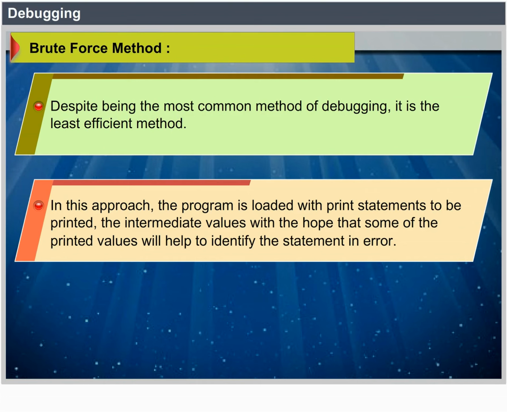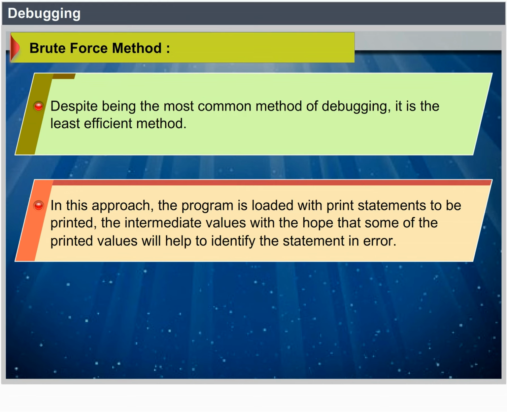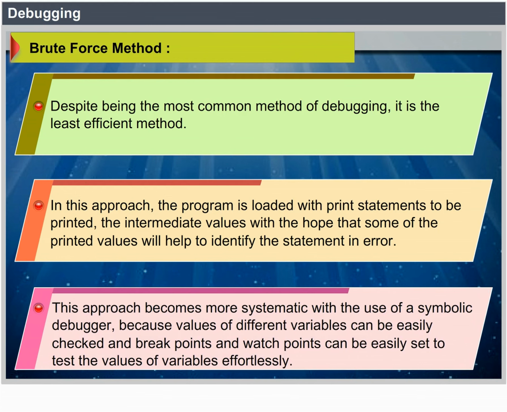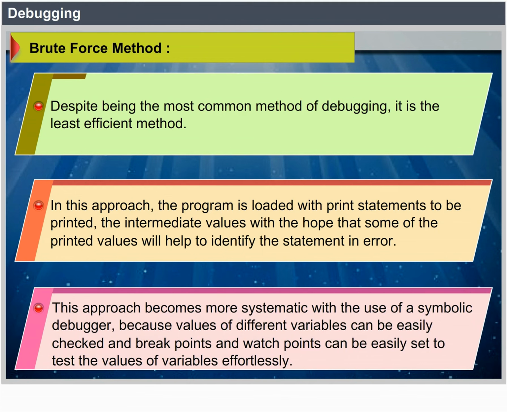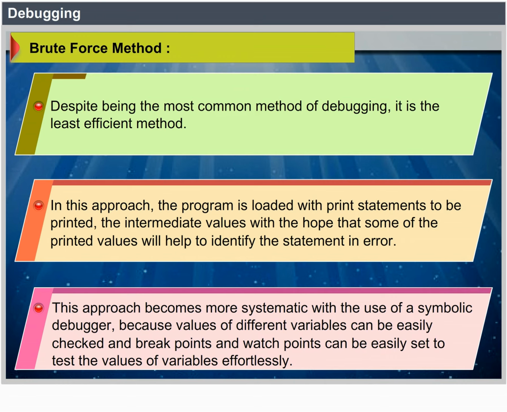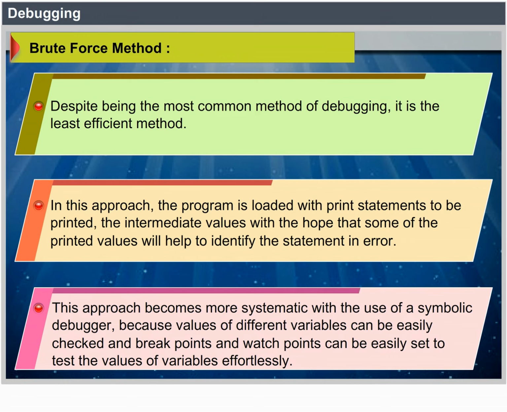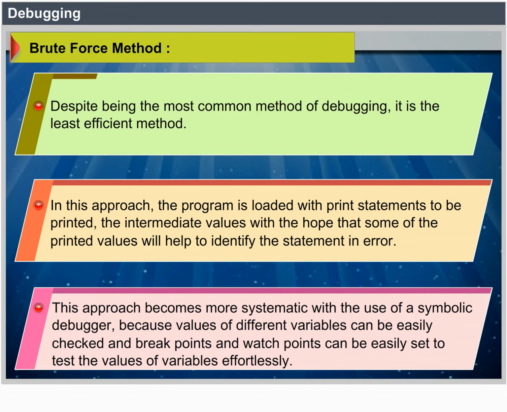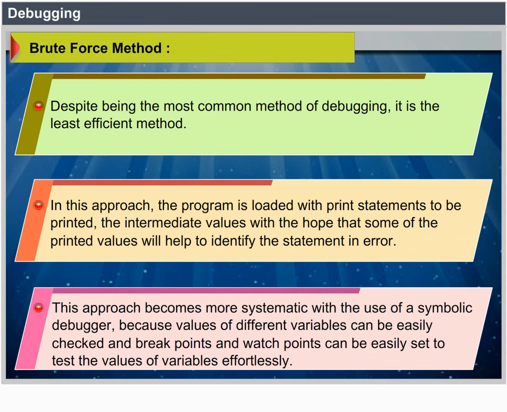In this approach, the program is loaded with print statements to print the intermediate values with the hope that some of the printed values will help to identify the statement in error. This approach becomes more systematic with the use of a symbolic debugger because values of different variables can be easily checked and breakpoints and watchpoints can be easily set to test the values of variables effortlessly.